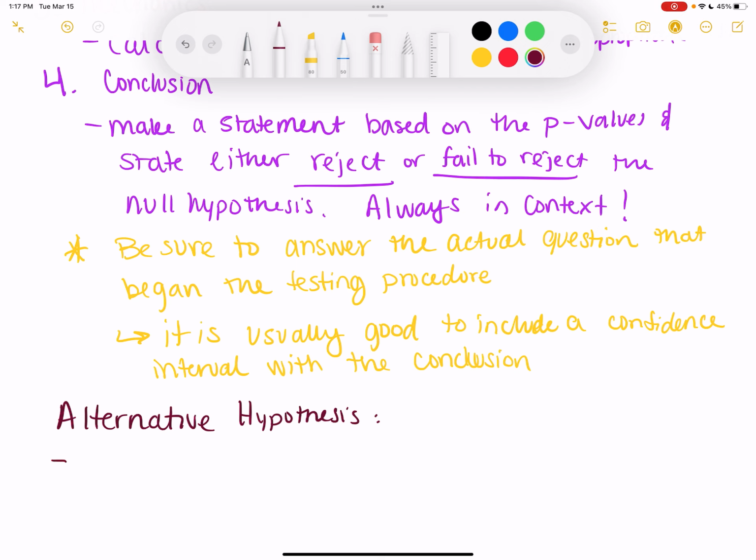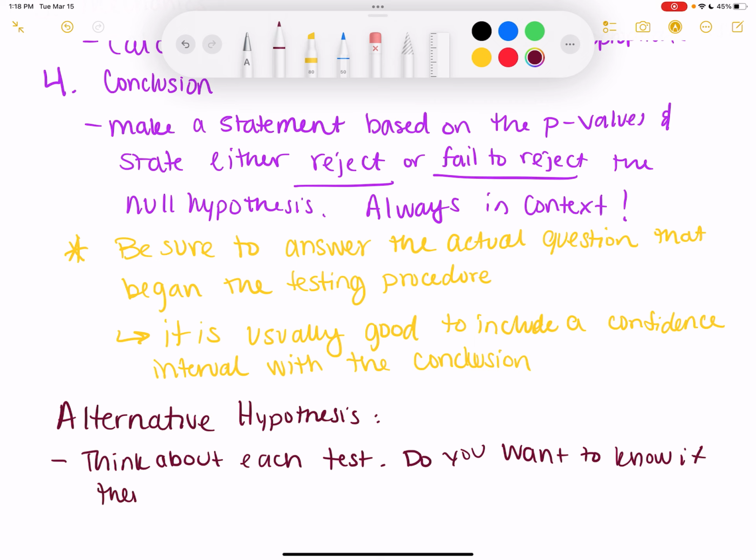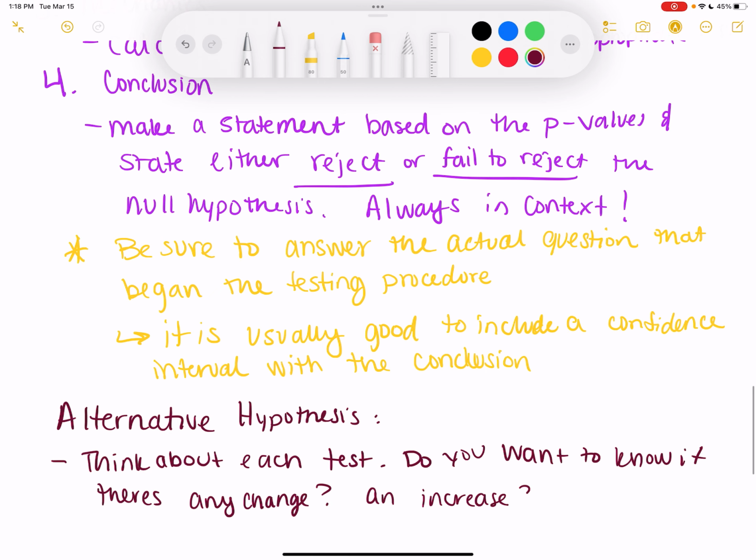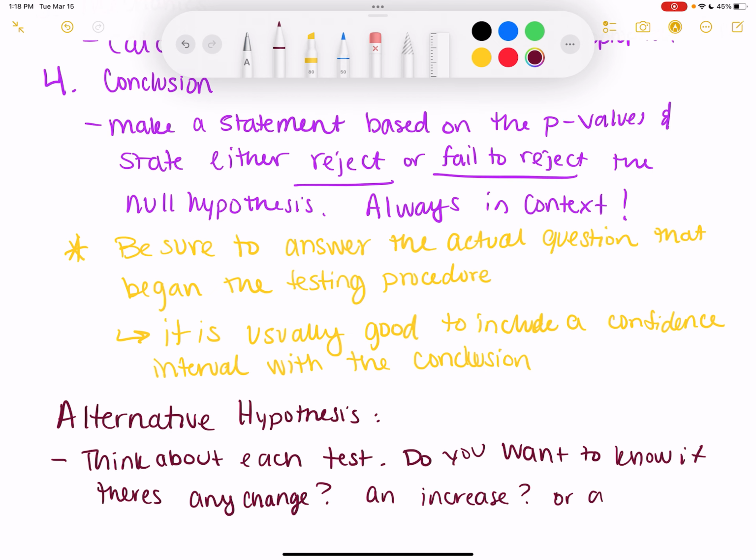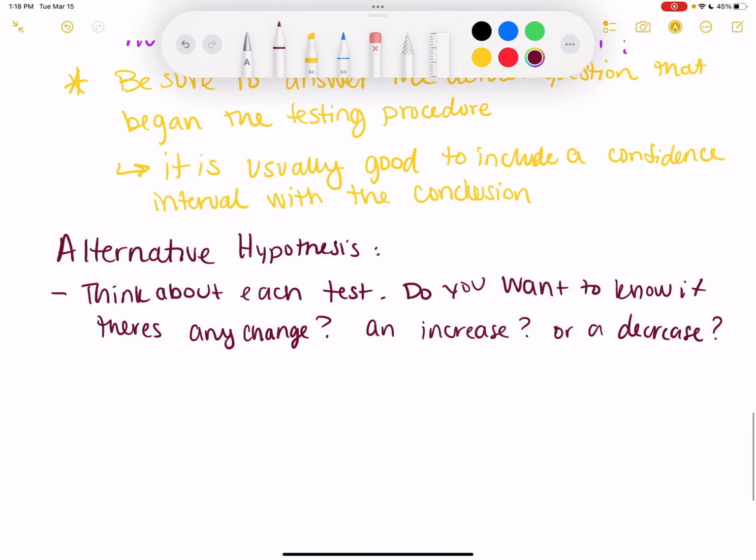Alright, alternative hypothesis. Usually good. Think about each test: do you want to know if there's any change, an increase, or a decrease? And then respectively, I'm going to draw a picture for each of those.